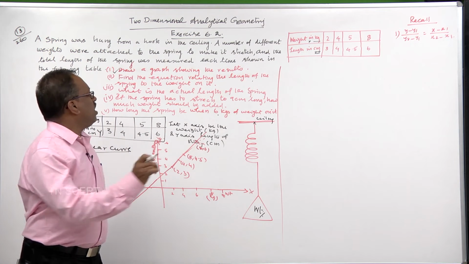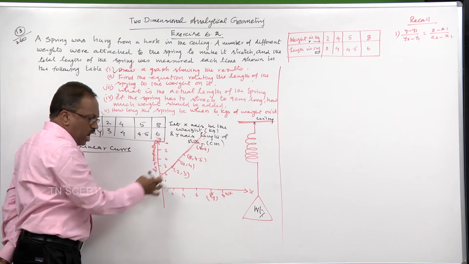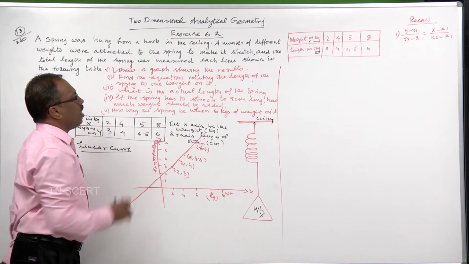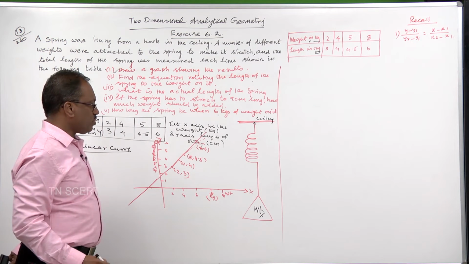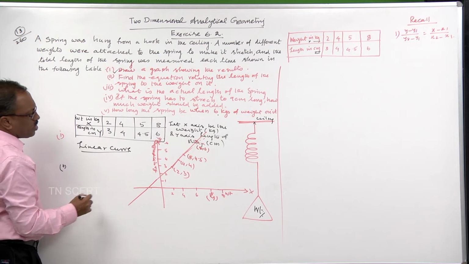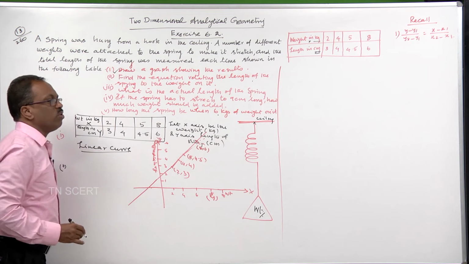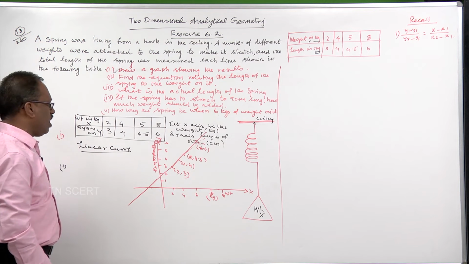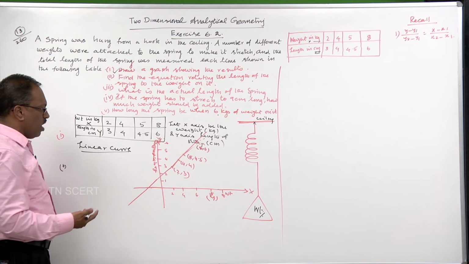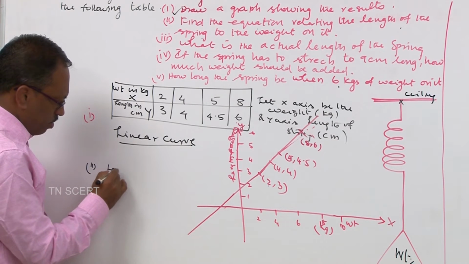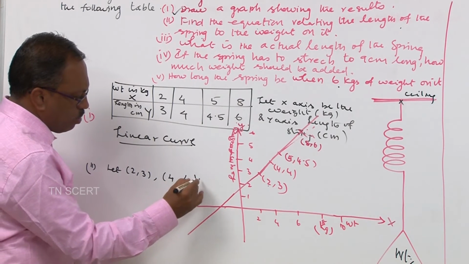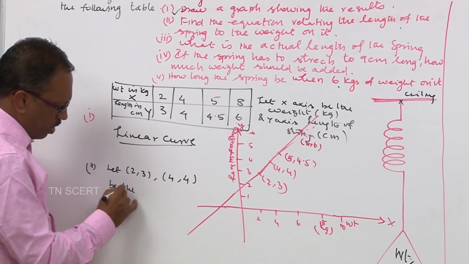The first question I finished here: the graph of this is a linear curve. For the second one, we have to apply the formula, and we need at least 2 points. You take 2 and 3, 4 and 4. So I will take 2, 3 as one point and 4, 4 as another point on the line.